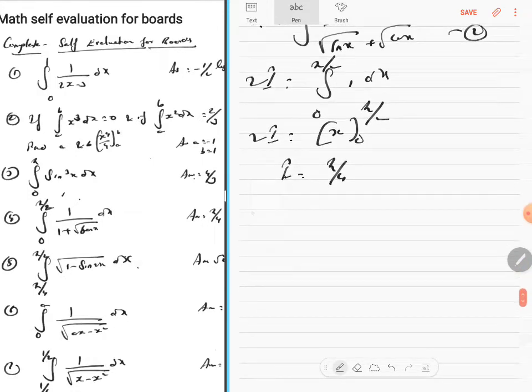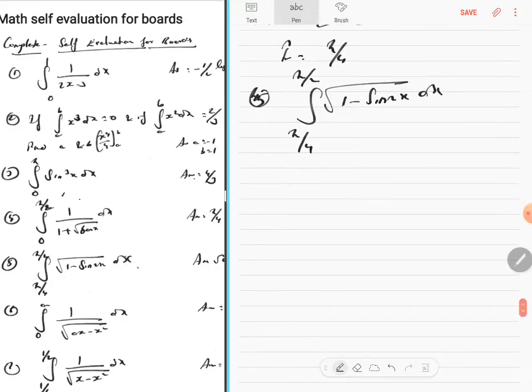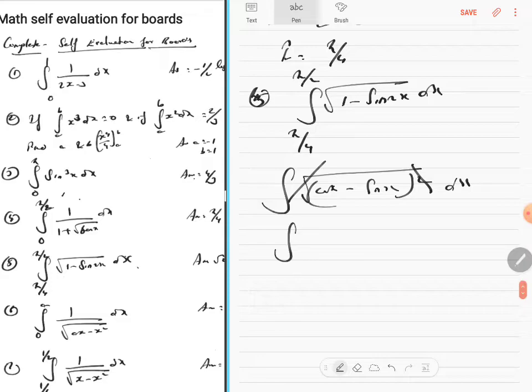So let's go to the next question. It's the fifth question: integral from pi by 4 to pi by 2 of root of 1 minus sin 2x dx. I did it in another video also; the same sum is repeated here. As soon as you see this, it is cos x minus sin x the whole square. So when you remove the root and the square, it means it's mod of cos x minus sin x, because it may be plus or minus.